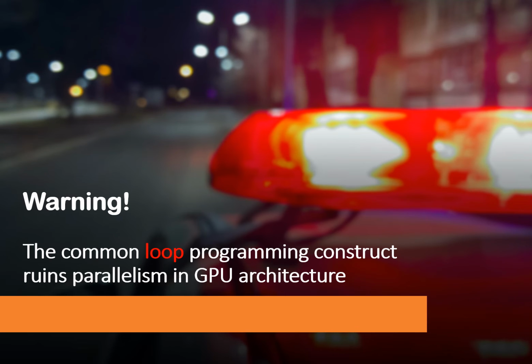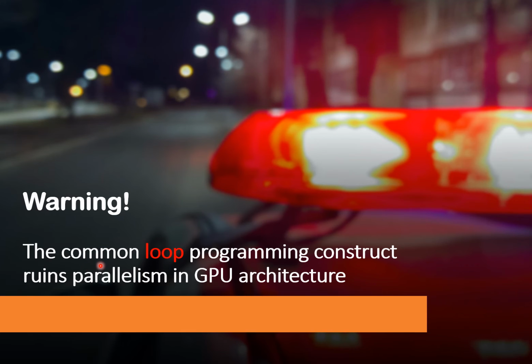So here's a warning. One of the very common programming constructs that people use in Python or any conventional programming language is a for loop, a while loop, or a do loop, a loop or repeat construct. While it's very convenient for the programmer to think in terms of a for loop, this basically ruins the parallelism in the GPU architecture, because we do not want to repeat the same sequence of instructions over and over again, even though we are operating on different data. What we want is to operate on many cells within your matrix in parallel, rather than iterating through one cell at a time.